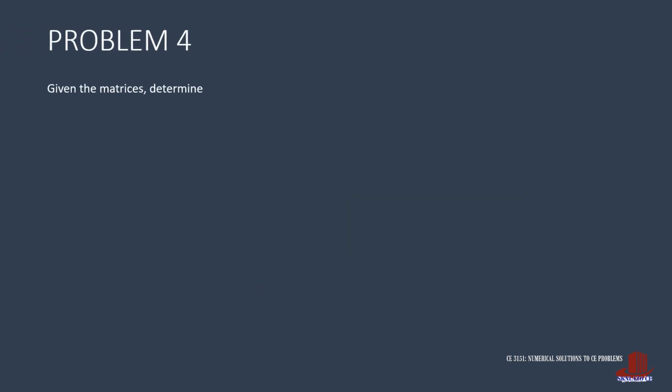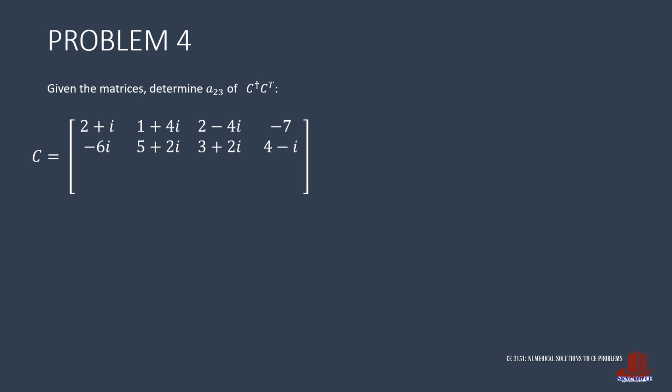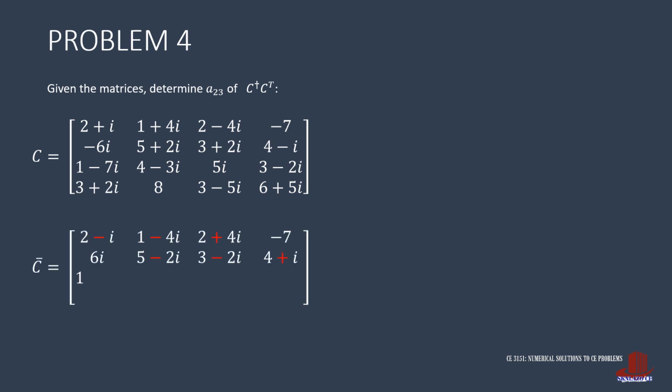The fourth problem requires element 2, 3 of the conjugate transpose of C times the transpose of C, given matrix C. The first one we need is the conjugate transpose, which is the transpose of the conjugate, so we need to identify the conjugate of C first. C bar, or the conjugate, is taken as just the sign reversal of the imaginary numbers in the elements. For example, at element 1, 1, 2 plus I becomes 2 minus I. Element 2, 1, which is negative 6I, becomes positive 6I. Do the same in all the elements.